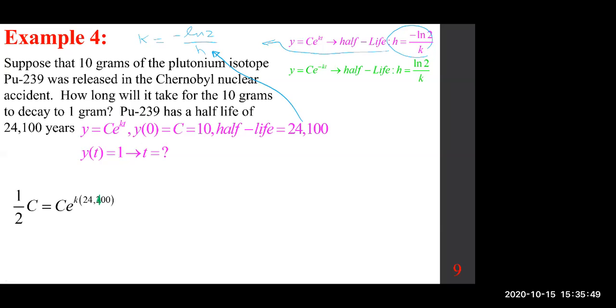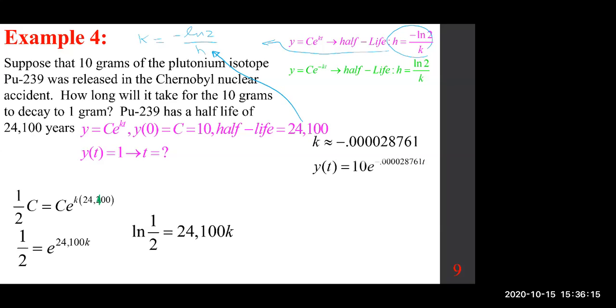Get rid of the constant. And notice, we have it right here, 24,100. So somehow it was wrong. In any event, you take a natural log. And of course, remember, ln of 1/2 is ln1 minus ln2, or minus ln2. We've gone through that. And so we can find k from here to here. So k is found.